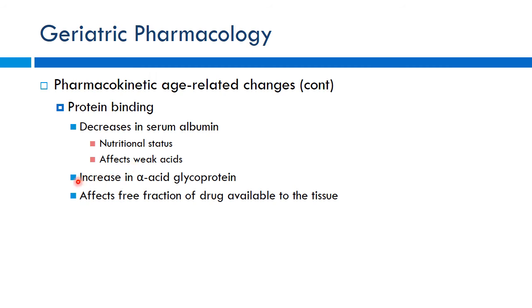Sometimes you actually see increases in certain proteins. We mentioned in the last lecture that propranolol binds to alpha-1 acid glycoprotein, and you do see some increases there. But clinically, you don't see as many interactions there. Albumin's the primary thing we were concerned about.